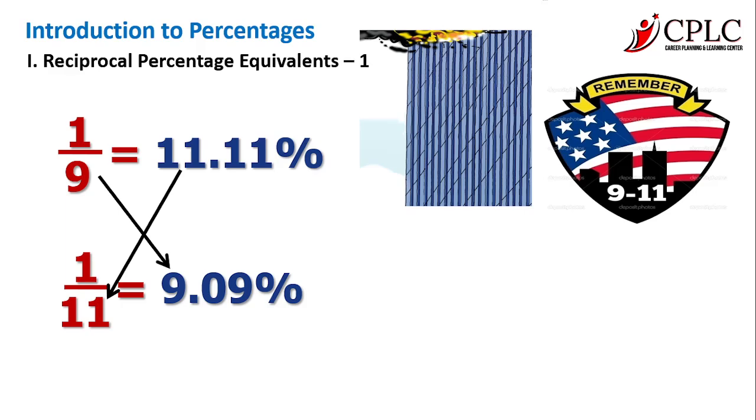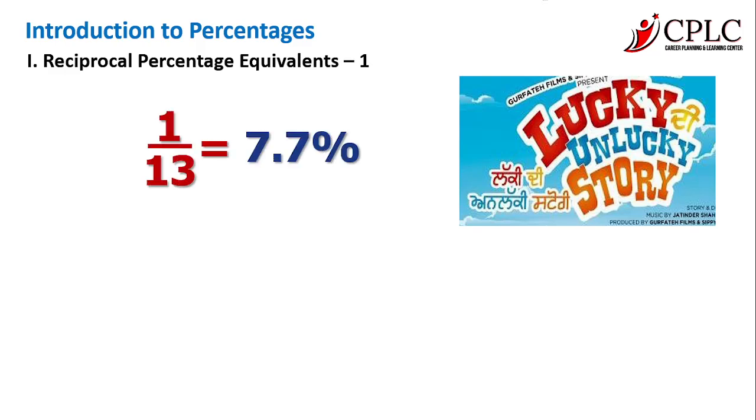Now, there are a couple of numbers, obviously, as an exception, that have no specific logic to them. So, unfortunately, you'll have to learn them by heart. One of those numbers is coming up right now, which is 1 by 13. So, 1 by 13 is 7.7%, for example. This is one such idea.